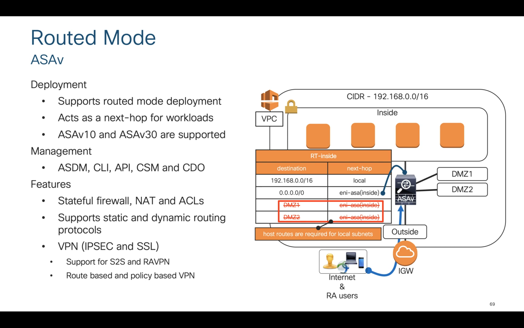Our ASA can be deployed in routed mode. Transparent mode is not available. And in the route table, you cannot really add a more specific route, because when you create your virtual private cloud, a local route is installed, and you cannot overwrite that route with a shorter or longer prefix route, because that is not allowed in AWS today. So you will have to have a system route on the workload, which will point to the IP address of your firewall.